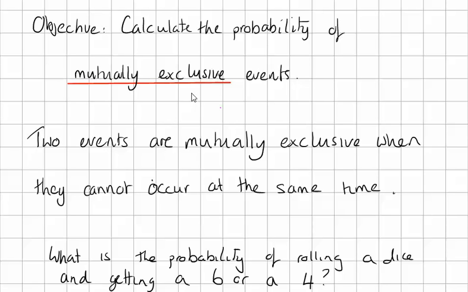So, for instance, if I take a card out of a pack of cards, tell me two things that cannot both occur on one card. You can't get, for example, the Queen of Hearts and the King of Spades at the same time. Exactly. I cannot get the Queen of Hearts and the King of Spades at the same time with one card. So those two events are mutually exclusive because they cannot happen. Two events that are not mutually exclusive could both happen at the same time on one card.